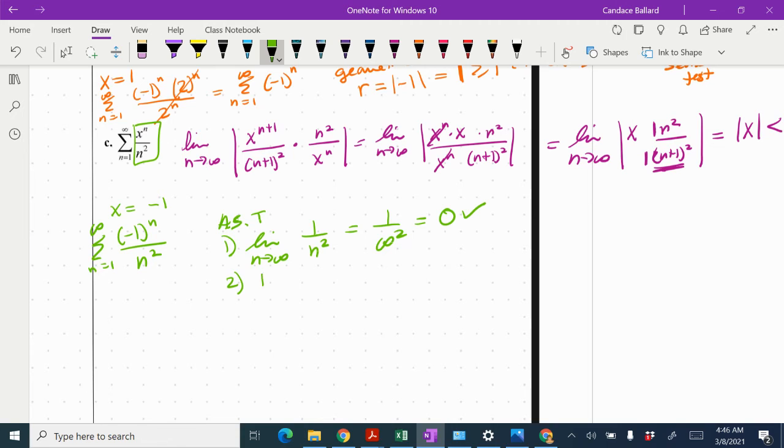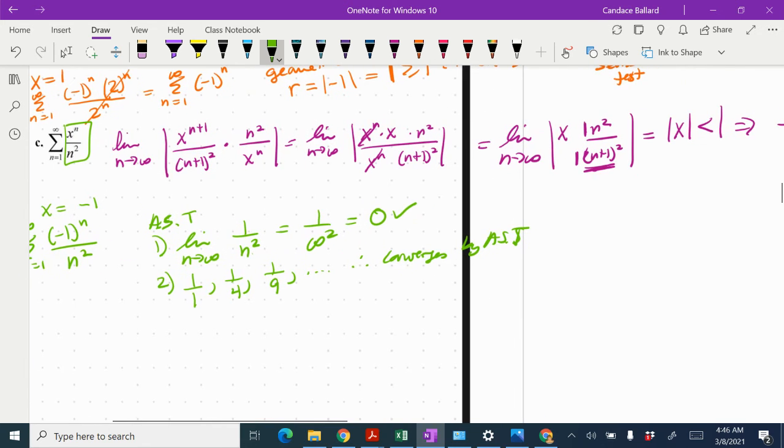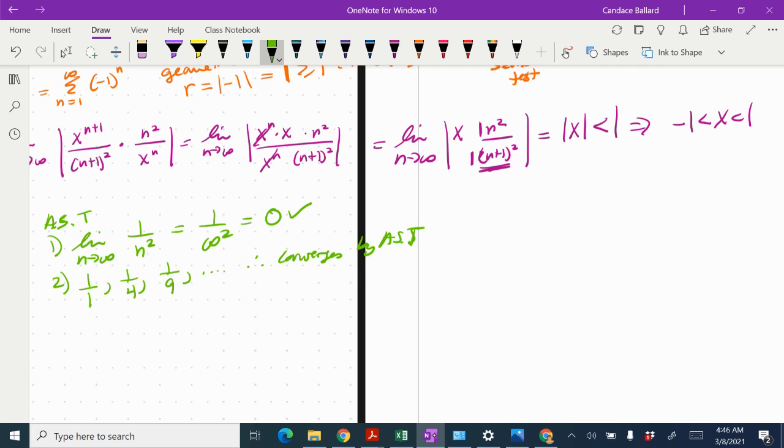Condition 2 is I have to have decreasing terms. So 1 over 1. 1 over, I put a 2 and I get 4. 1 over, put a 3 and I get 9. So I'm pretty sure those are decreasing. So therefore it converges by alternating series test, which means that this one is going to be included. So it'd be a less than or equal to.